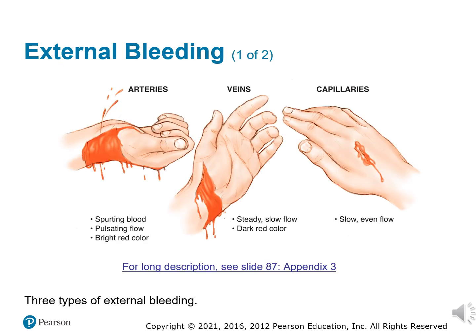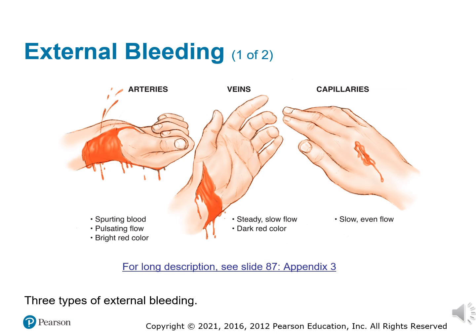All right, external bleeding. First is the arteries. That is the most major bleed that you can have. It's going to have spurting blood, pulsating flow, and bright red in color. You have to get this bleeding to stop immediately with pressure, with bandages, with quick clot, with tourniquets, whatever you have, stop that bleed. Okay?